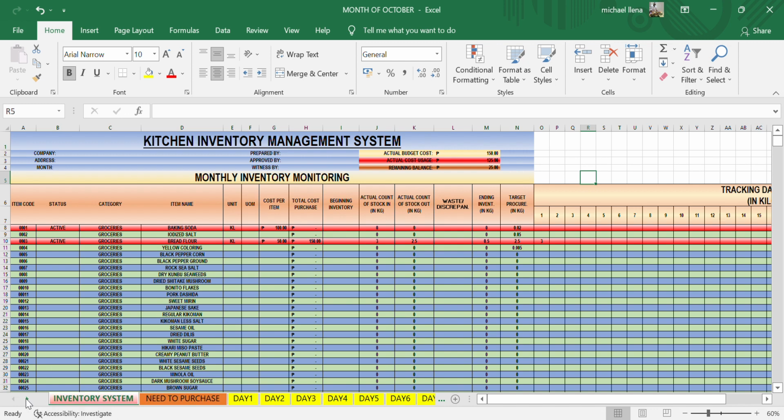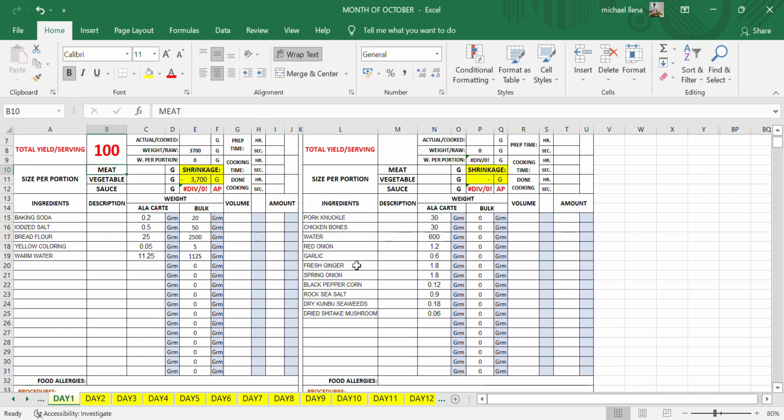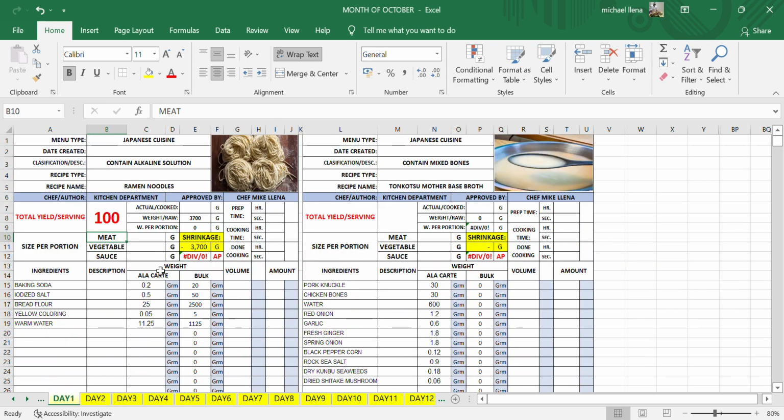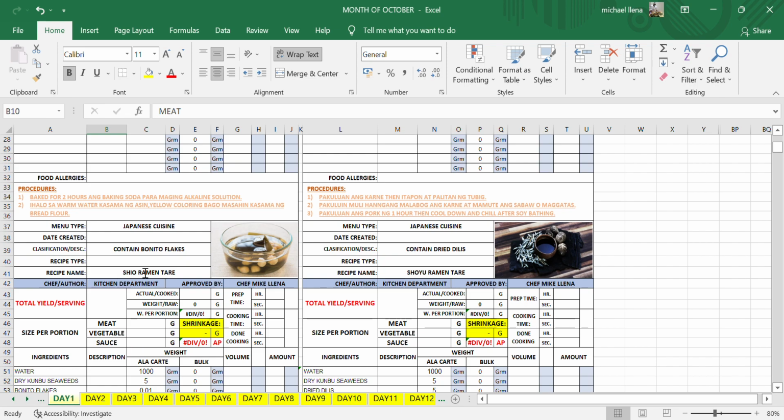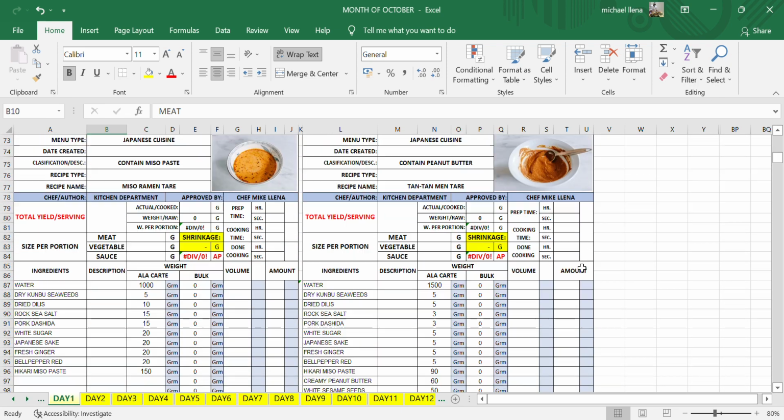So everything you need is in here already. Your recipe calculator will determine your theoretical costing. So we will see the actual food costing in the templates, okay? So this is how it works. Easy job, easy work already, just put in your recipes and all the things that you need for your recipes, okay? So that's how it works.